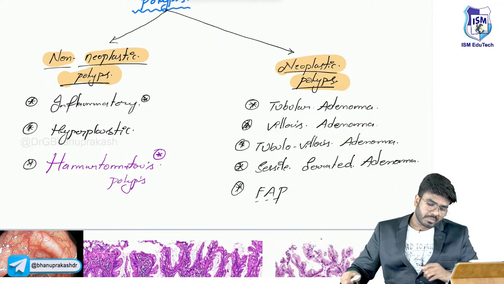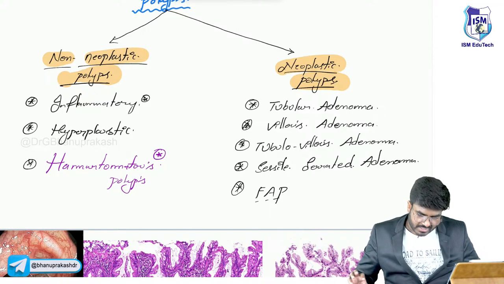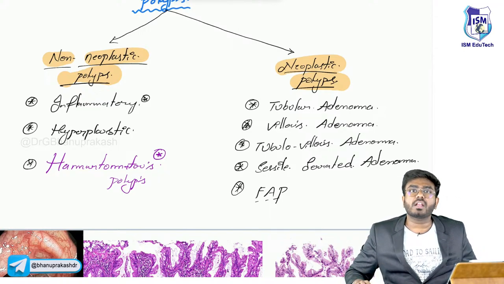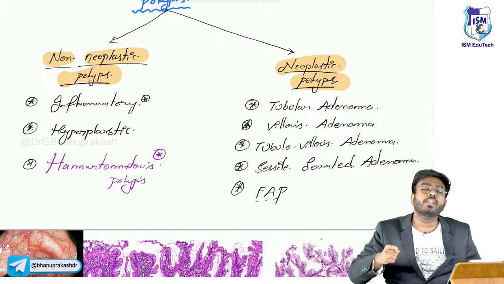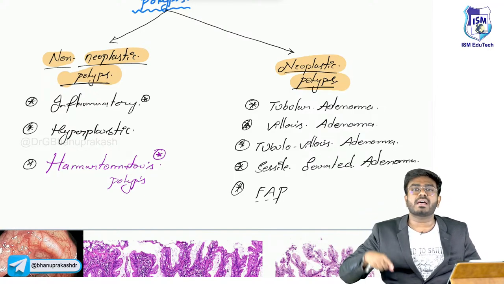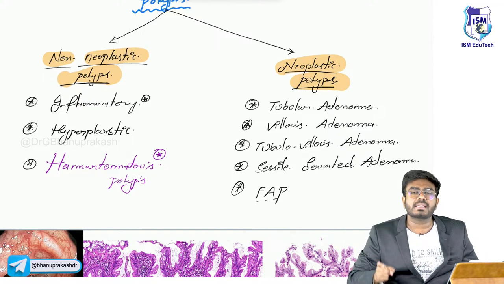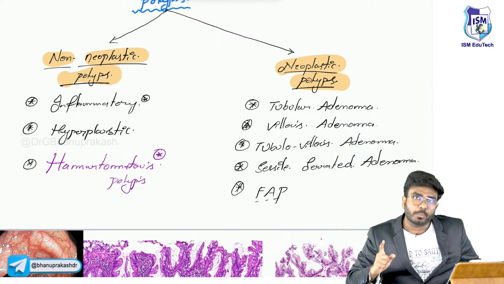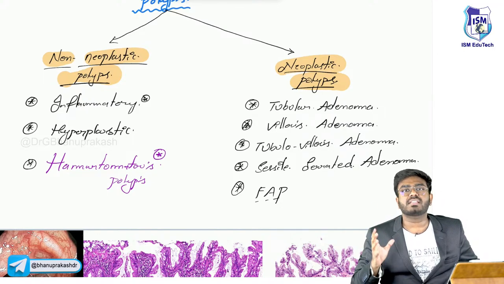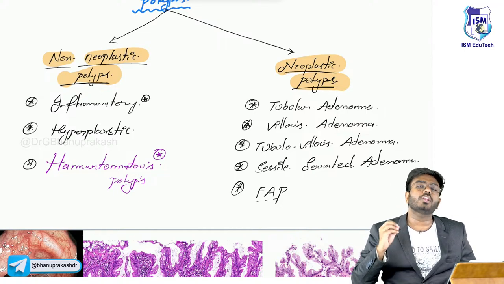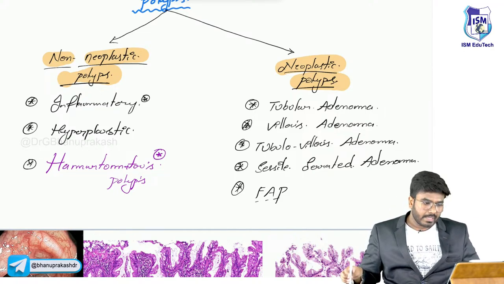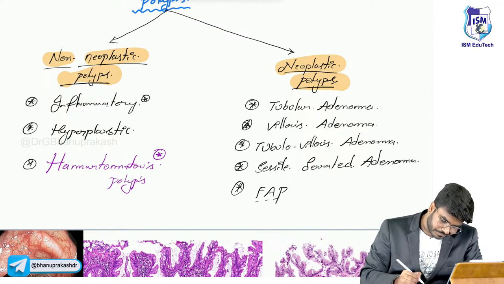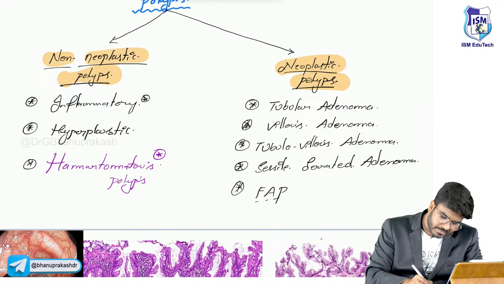So, what are the examples of non-neoplastic polyps? Three types: inflammatory, hyperplastic, as well as hamartomatous polyps. And what are the examples of neoplastic polyps? Neoplastic polyps include tubular adenoma, villous adenoma, tubulovillous adenomas, sessile serrated adenomas, and familial adenomatous polyposis. The polyps seen in familial adenomatous polyposis are all neoplastic polyps. They will turn into cancers. Okay, now having said that, let's begin with the non-neoplastic polyps.